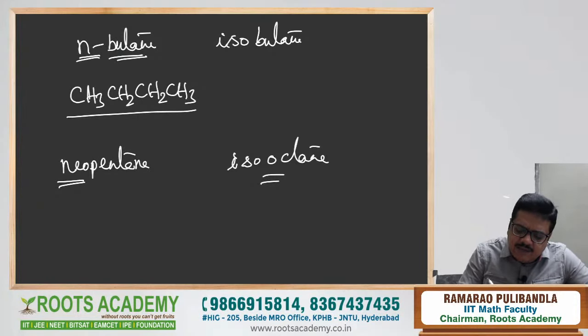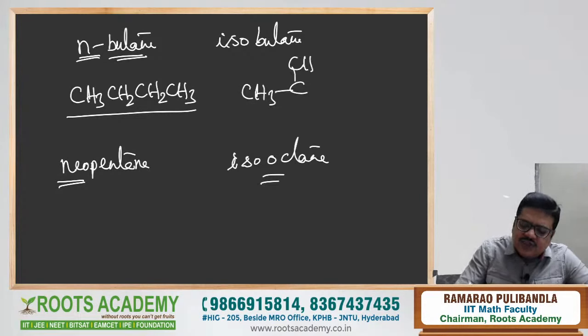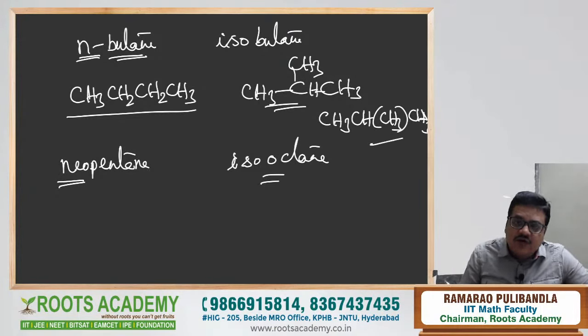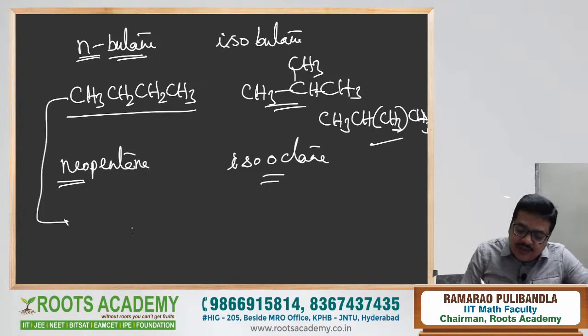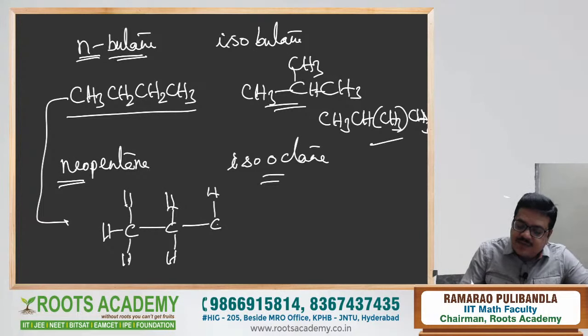Iso: same butane, if you write a branch like this, then we write it as isobutane, condensed formula CH3CH(CH3)CH3. This is a condensed formula. Here I also want to say the expanded formula. Expanded formula means C, H, H, H, C. This is called expanded formula. Like that you write the remaining.